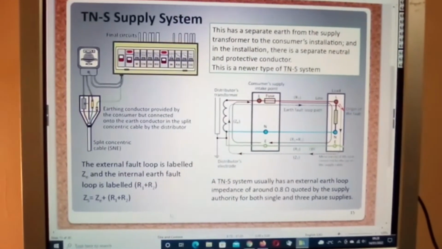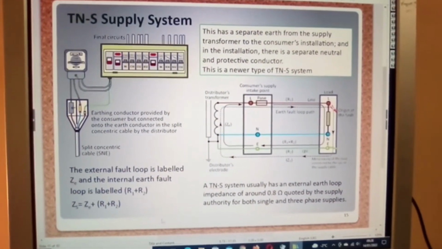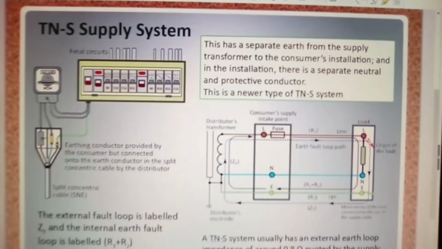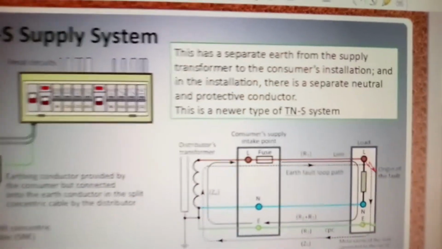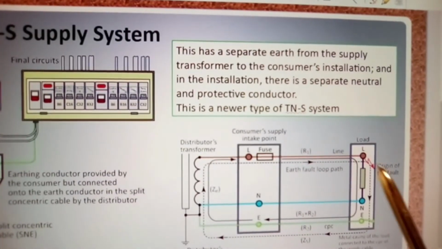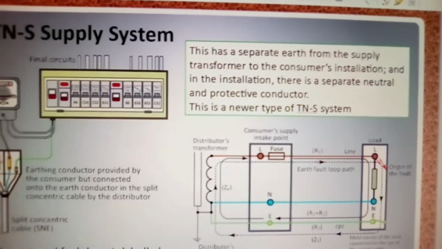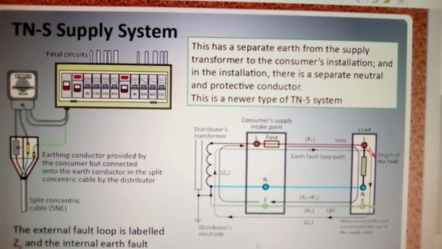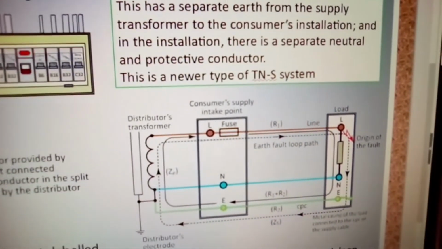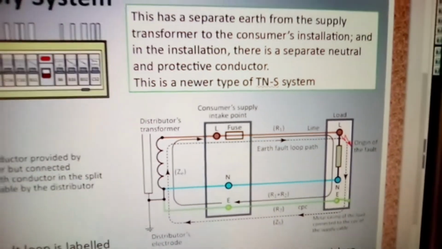And here we have a look at the TN-S supply system. Now this is your earth loop path, and you need to be familiar with that in regards to R1 and R2. Let me just pan back a little bit and make sure we can get this in. Yes, we can.